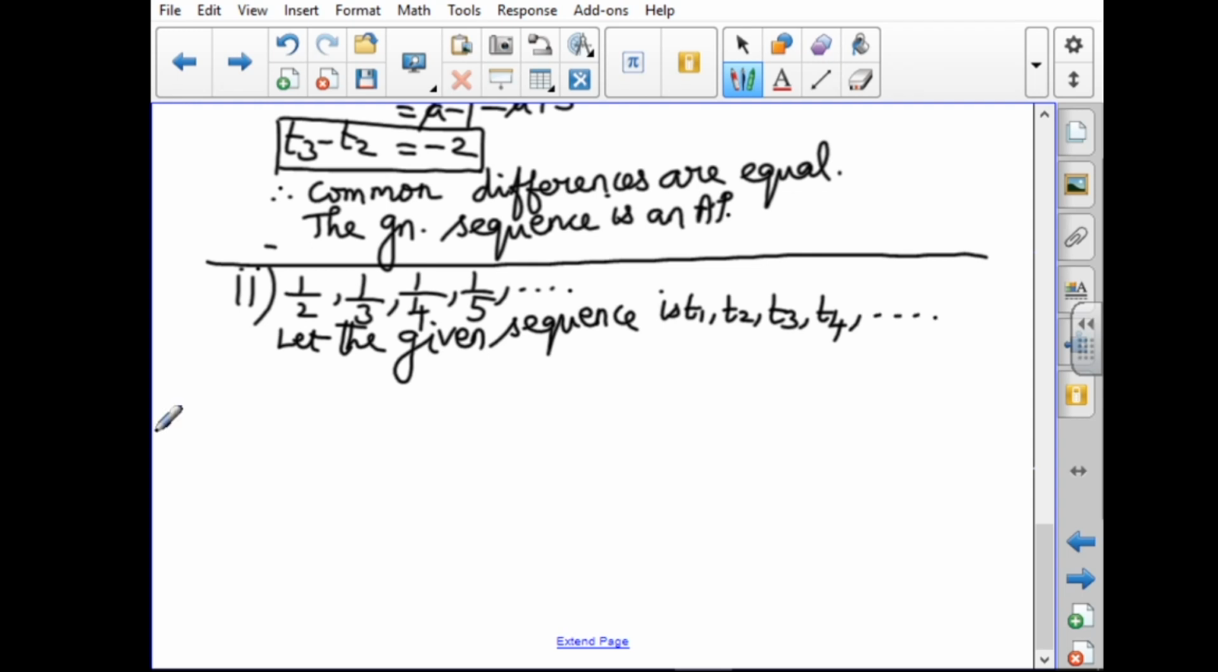We find the difference T2 minus T1. That is 1 by 3 minus 1 by 2. This can be taken as the LCM. 2 3s are 6. Cross multiplying 2 minus 3. The answer will be minus 1 by 6. Next you find, here 4 terms are given, so up to the last term we have to find the difference.